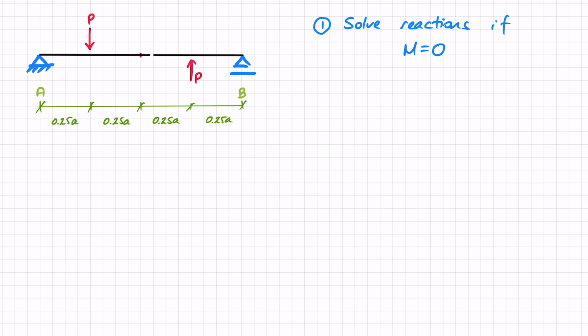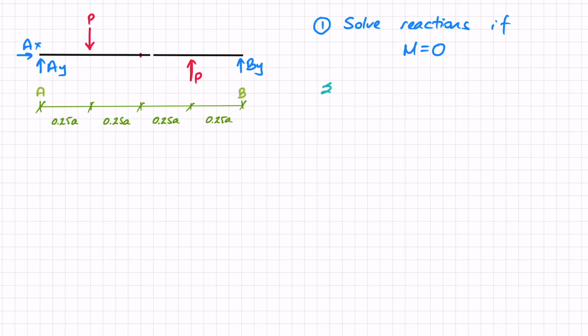So the first thing that we want to do is create a free body diagram. Here we can see that we've got a pin support. That means 2 reactions, AY and AX. And at B, we've got a roller support. So in that case, 1 reaction of BY. Now that we've got our free body diagram, let's solve the reactions in this case.